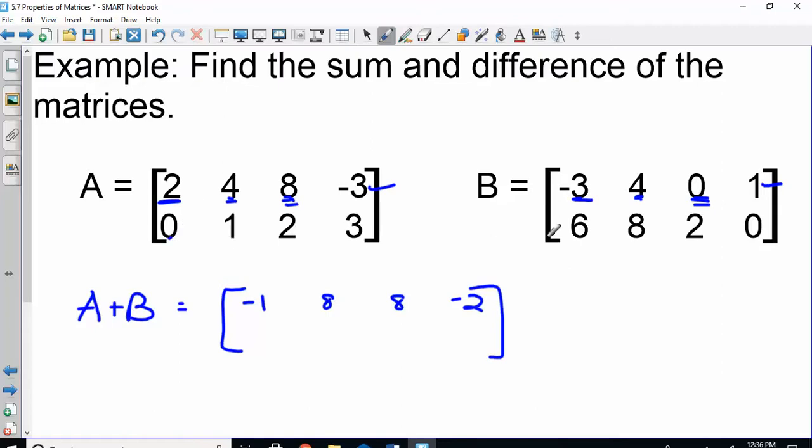And you go to the second row. 0 plus 6 is 6. 1 plus 8 is 9. 2 plus 2 is 4. 3 plus 0 is 3.